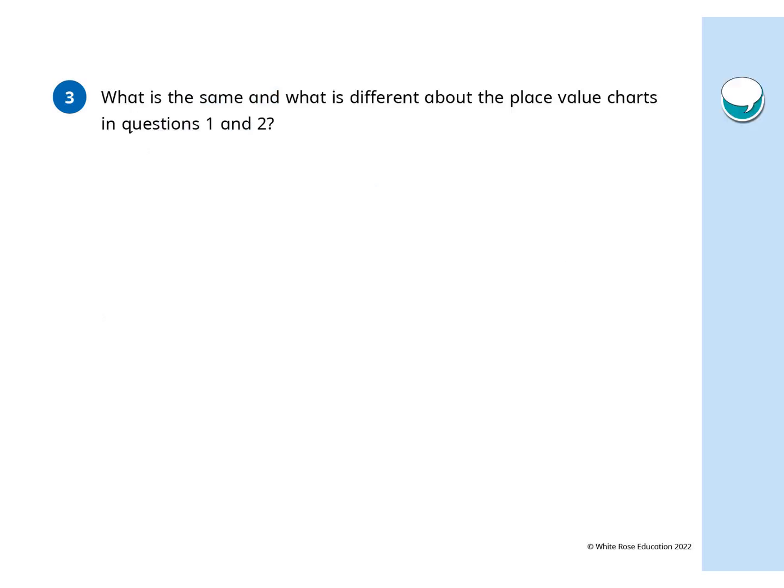What's the same and different about the place value charts? Well, they all have the same place value columns, but the second chart made it much easier for me to see my thousands and separate them from my ones.